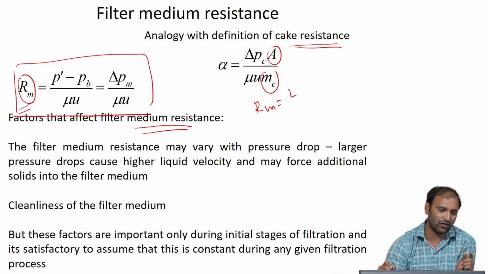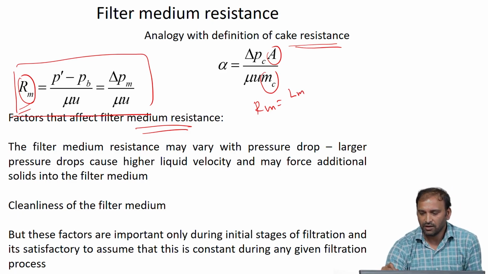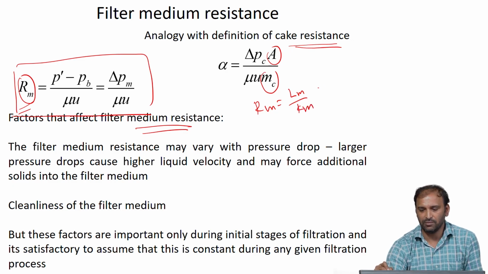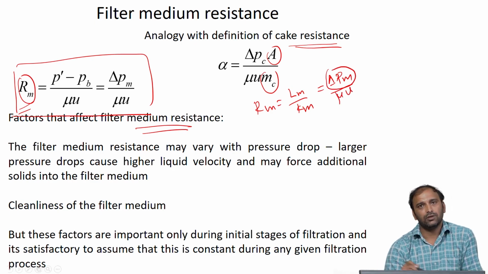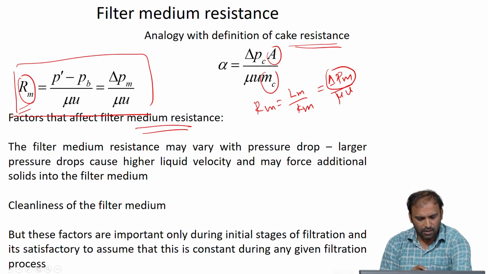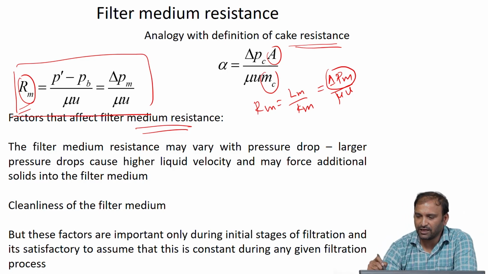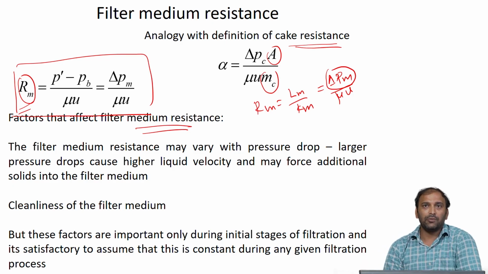That is, if Lm is the length of the filter medium, divided by the permeability of the medium, that essentially goes as delta Pm, which is the pressure drop across the filter medium, divided by mu and u. But of course, the delta Pm may also vary.